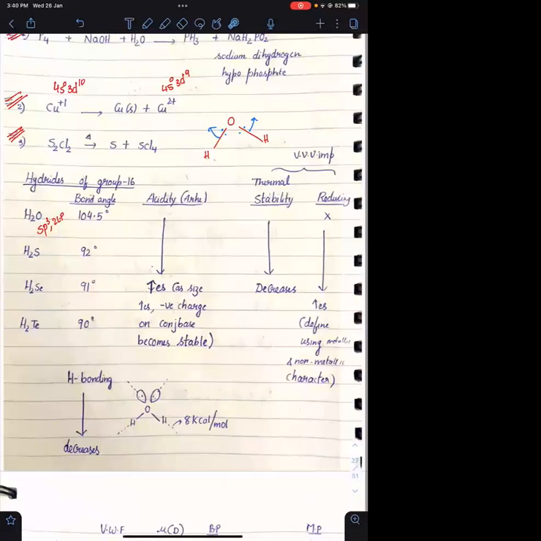Jitna zyada electronegativity rahega, utna pass mein rahenge electrons. Jitna pass mein hai, bond angle utna hi badhega. So H2O is having the greatest bond angle, then H2S, then H2Se, then H2Te. Any doubt?